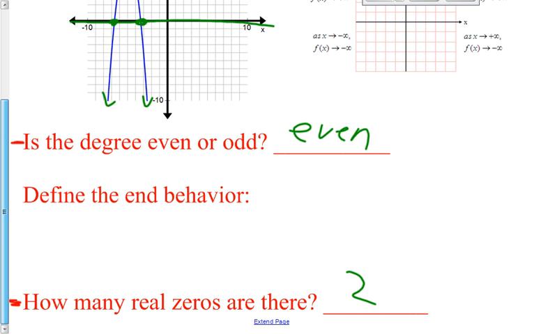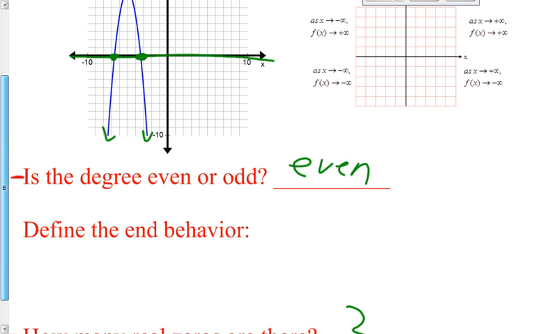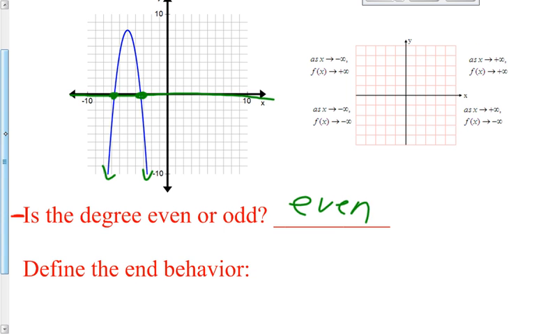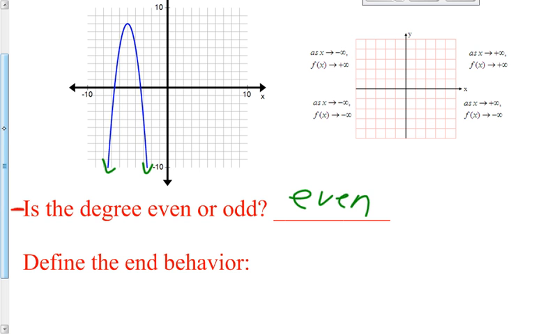Now, defining the end behavior. The end behavior is basically what happens at the very, very beginning and what happens at the very, very end. So here's how we're going to do that in this class. Now watch me very carefully the first time so that you won't get confused in future times. What we're going to do is describe what happens to the graph as we move to the left and what happens to the graph as we move to the right.